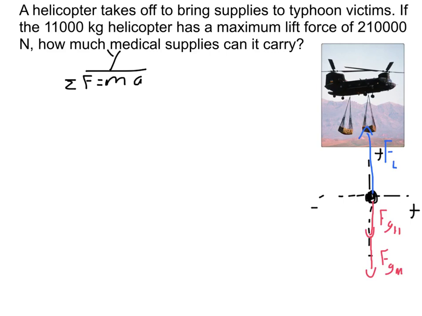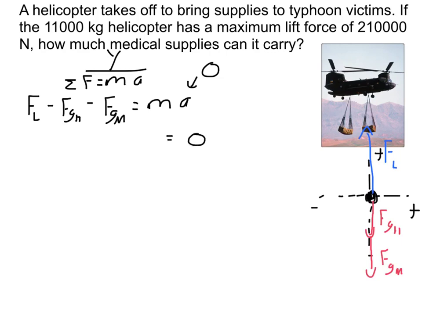So sum of the forces equals ma. I called up positive and down negative. So this means the force of lift minus force of gravity of the helicopter minus force of gravity of the medical supplies equals ma. And since we're just trying to stay in the air, we're not worrying about trying to accelerate upwards. We're looking to max it out as best as we can. The acceleration here is 0. We're just trying to maintain altitude, so to speak. So acceleration is 0. That means the entire right-hand side becomes 0.